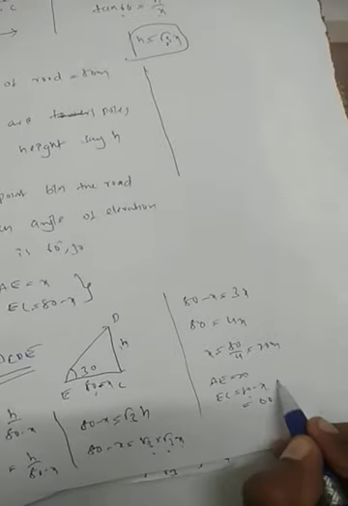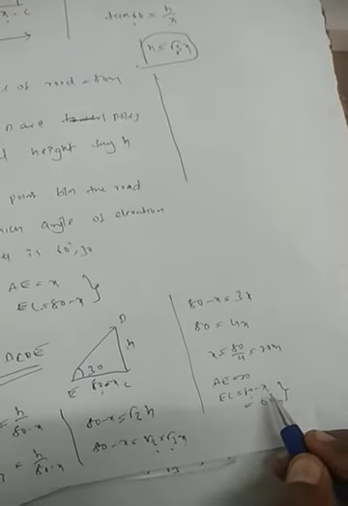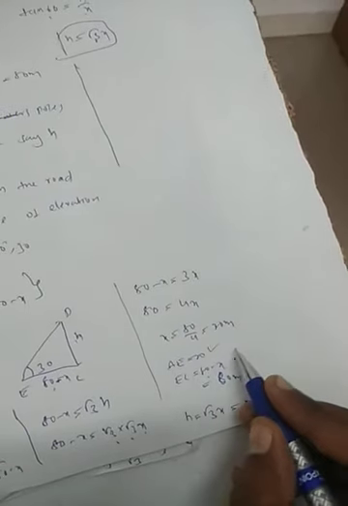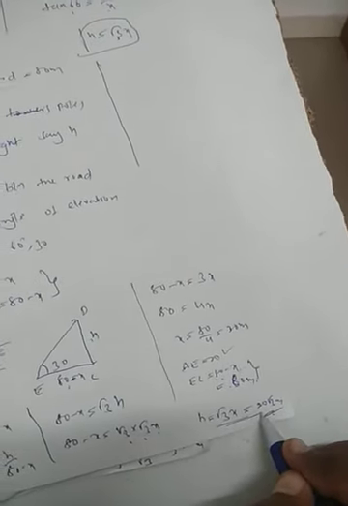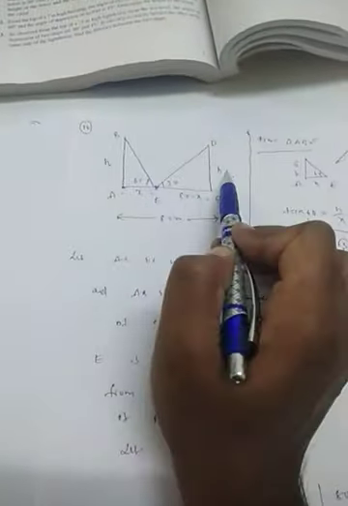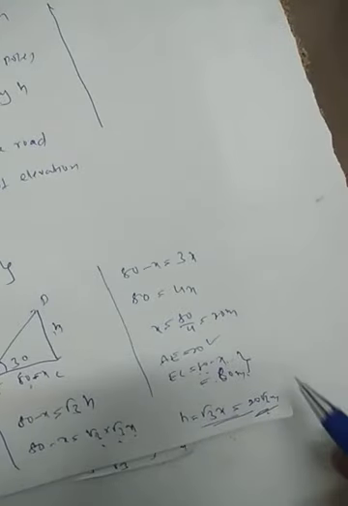One pole is at 20 meters distance, the other at 60 meters distance, and we need to find h also. We got x, and h is root 3 x. So putting the x value, h becomes 20 root 3 meters. So AE is 20, EC is 60, and the height of both poles is equal, that is 20 root 3 meters. So this is about question number 10.